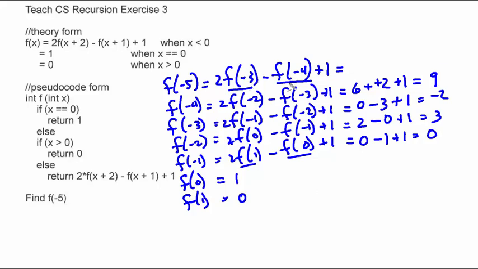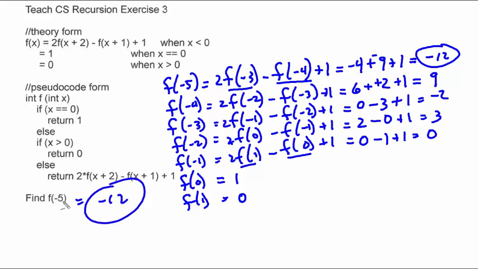The function of negative 3 was negative 2. So twice negative 2 is negative 4 minus 9 plus 1. Negative 4 minus 9, that's plus negative 9, is negative 13. Plus 1 is negative 12, which is the final answer to the function of negative 5.